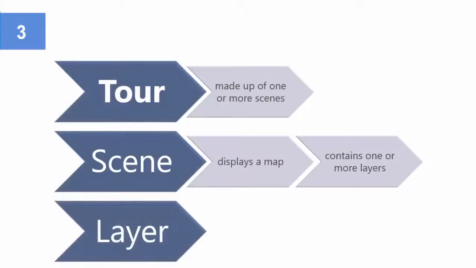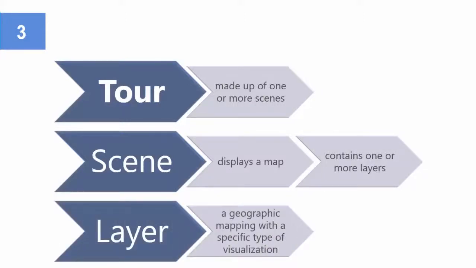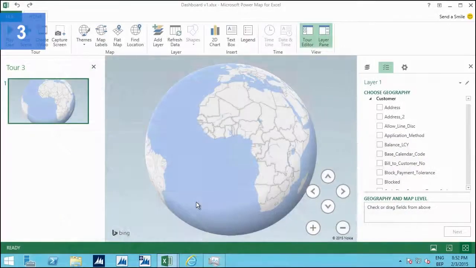Now, a layer is a geographic mapping, for example states, with a specific type of visualization, for example columns. Multiple layers can be added to a map to provide rich visualizations. And if the underlying data contains historical information, a layer can be bound to a date field to provide additional visualizations, just as you might add animations to a PowerPoint slide.